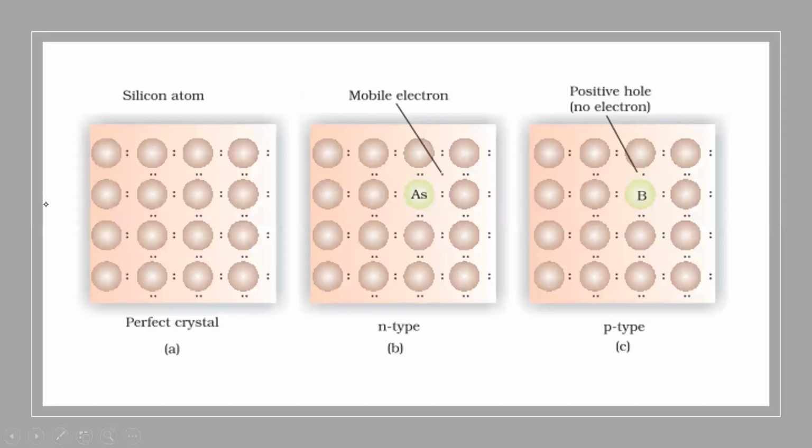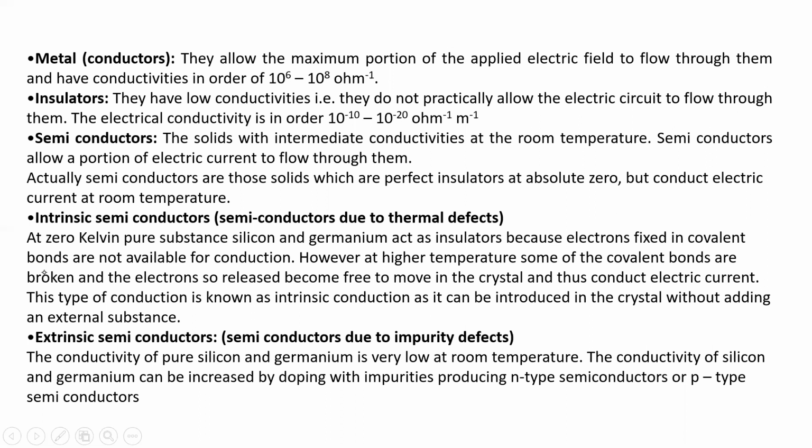So we have two types of semiconductors: extrinsic semiconductors and intrinsic semiconductors. At 0 Kelvin, pure silicon and germanium act as insulators because electrons fixed in covalent bonds are not available for conduction. However, at higher temperature, some of the covalent bonds are broken and the electrons so released become free to move in the crystal and thus conduct electric current. This type of conduction is known as intrinsic conduction, as it occurs in the crystal without adding an external substance. Extrinsic semiconductors are due to impurity defects. So thermal defects give intrinsic semiconductors, and impurity defects give extrinsic semiconductors.